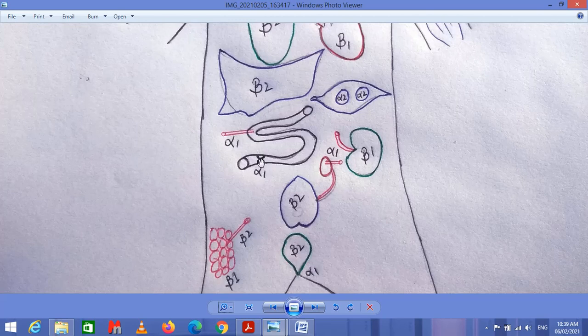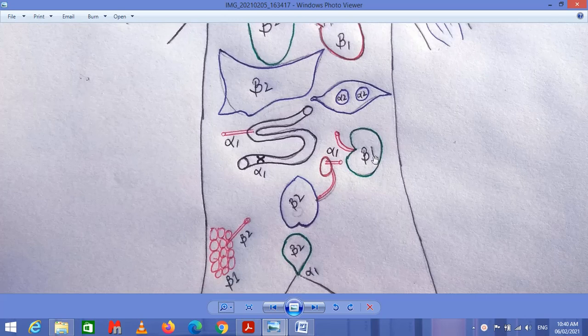So alpha 1 receptor stimulation leads to the contraction of the sphincter, which leads to decreased peristaltic movement, because it does not allow the food to enter the next portion of the intestine. So all the sphincters inside the gastrointestinal tract are also contracted.